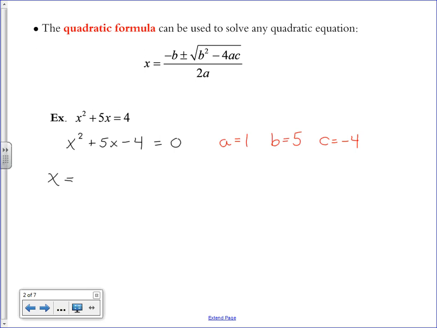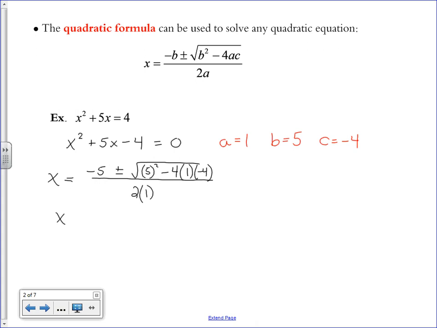So x equals negative b, which is 5, so we write negative 5, plus or minus the square root of b squared. This time the b is not made negative, but we're going to square it anyway, so it wouldn't matter. Minus 4 times a times c. And that whole thing is over 2a. Make sure that your fraction bar goes all the way back in front of the negative 5.